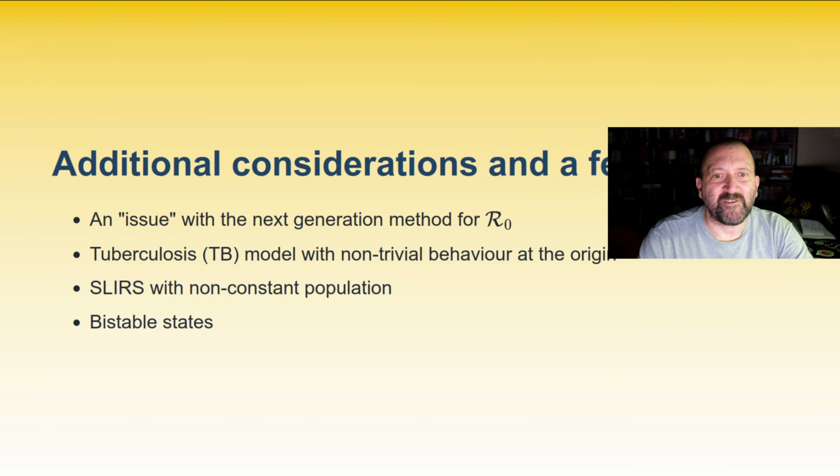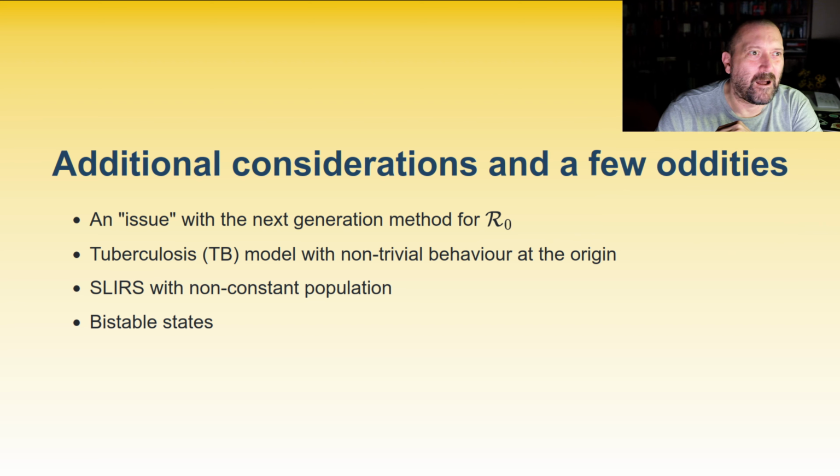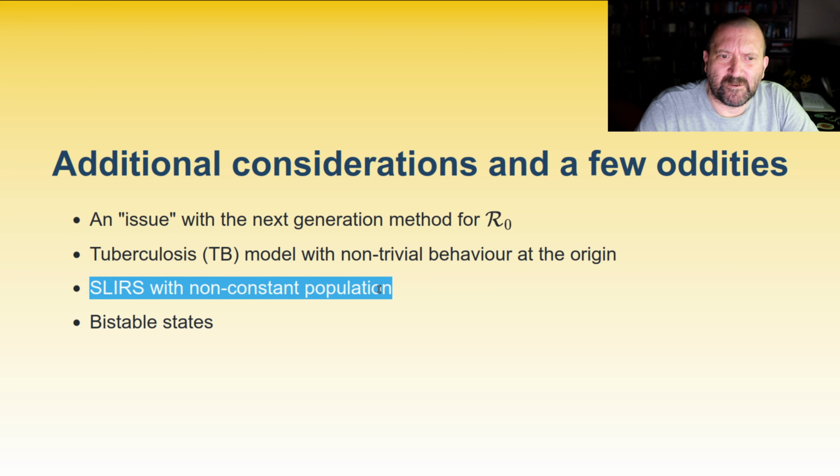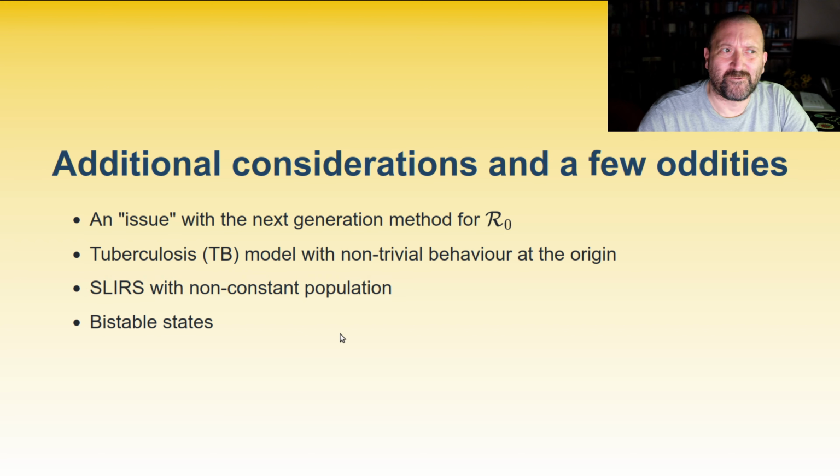In terms of additional considerations and things that go a little weird, let me look at the following problems. There's one where I'm going to show you a little problem with the computation of R0 using the next generation method. I'll show you a tuberculosis model where the behavior at the origin is hard to deal with. I believe I might have something with non-constant population. I'm not entirely sure that I still do, but I'll definitely also talk about bistable states.